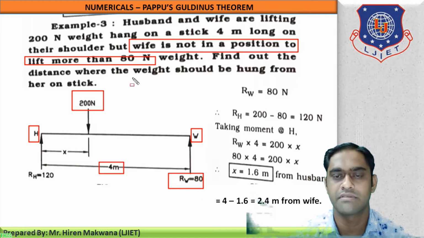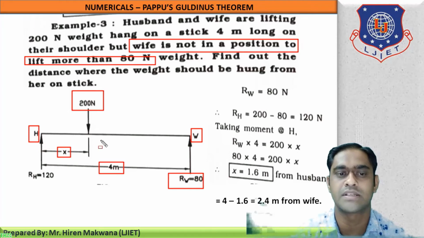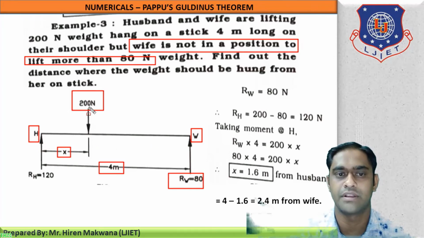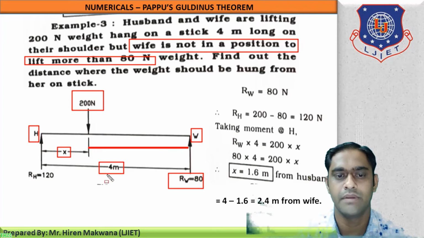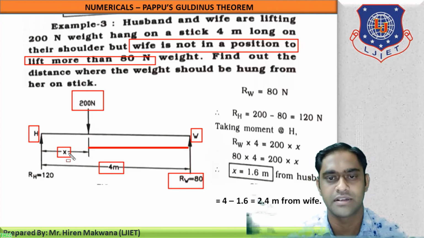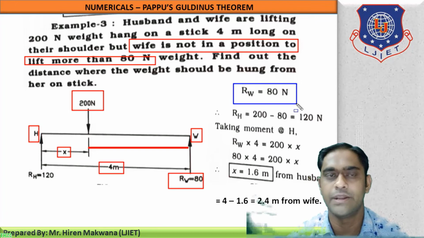Find out the distance where the weight should be hung from her on the stick. So we have to find out the distance. Actually this distance x is from the husband side. So we have to find the distance of this 200 Newton weight from the wife herself. Okay, so it will be 4 minus this x. So our target is to find x first. Let us see how. Here RW is equal to the given 80 Newton.